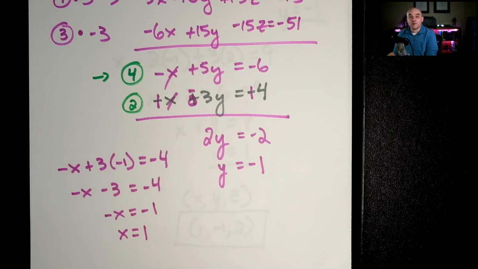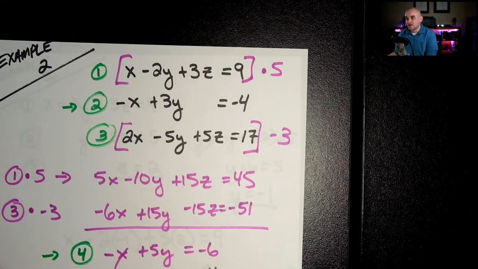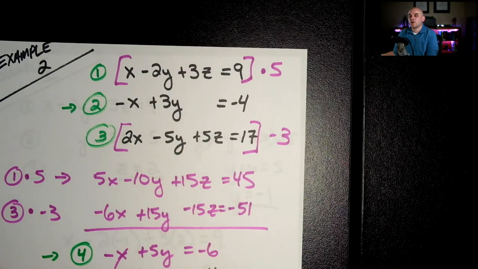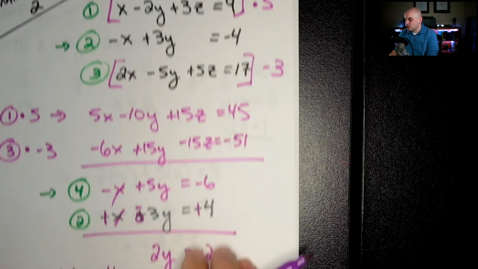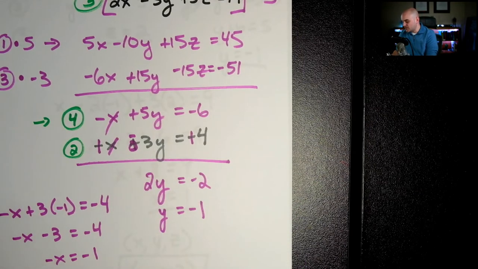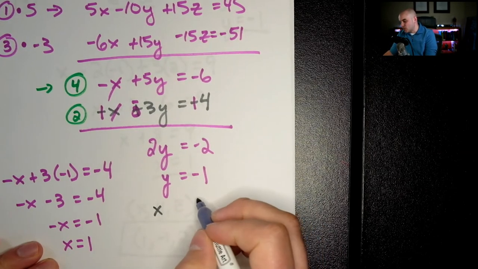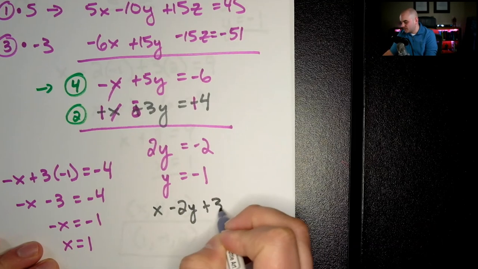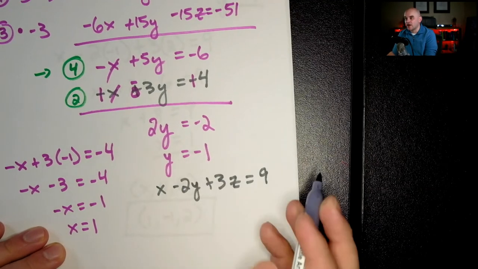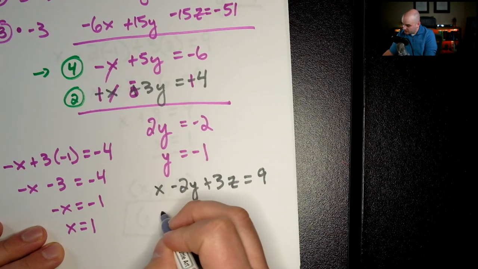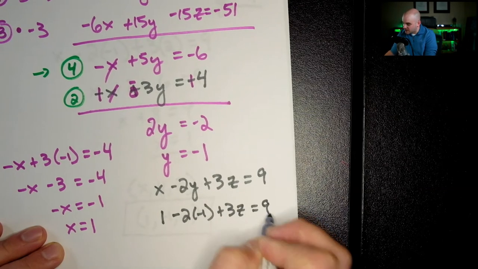Now I need to figure out what my z value is. So earlier we eliminated z, we want to go back and figure out what it is now. You can pick equation 1 or equation 3, it doesn't matter, and substitute your x and your y values in for that. I'm going to pick equation 1. So with equation 1, we have x minus 2y plus 3z, and this equals 9. So putting in x equals 1 and y equals negative 1 gives me 1 minus 2 times negative 1 plus 3z equals 9.